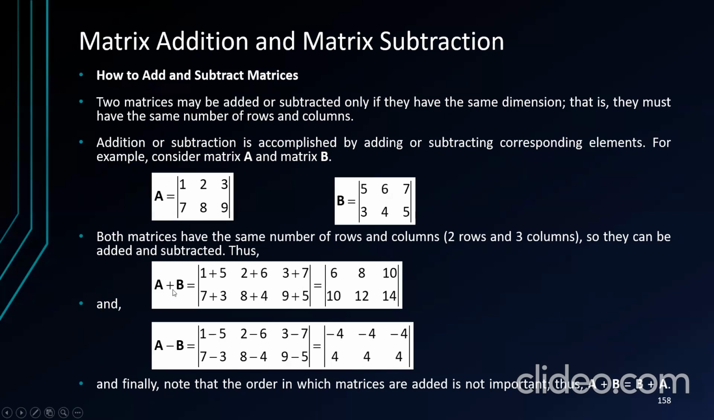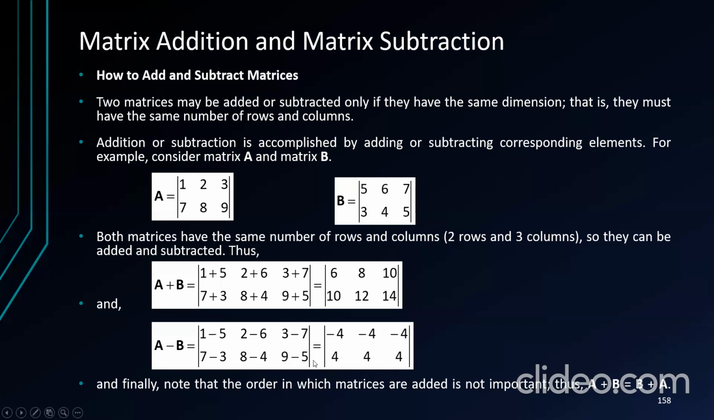So by addition, A plus B is equal to 1 plus 5, magiging 6. 2 plus 6 is 8. 3 plus 7 is 10. So ganun din sa baba. So minus is ganun din. 1 minus 5, 2 minus 6, 7. So yung taas magiging negative 4, negative 4, negative 4. This is now 4, 4, 4.